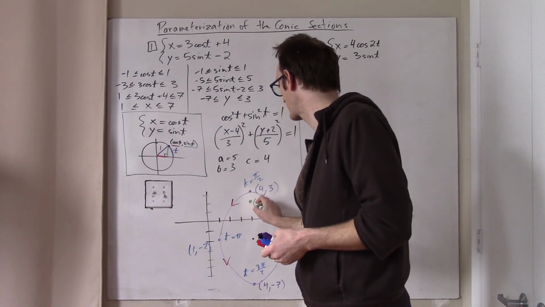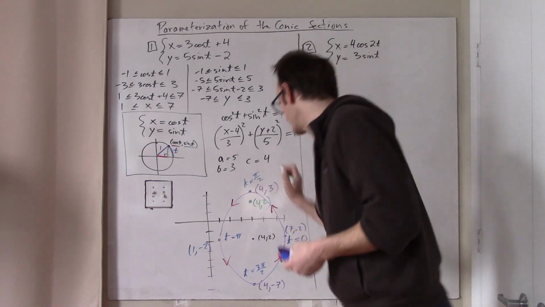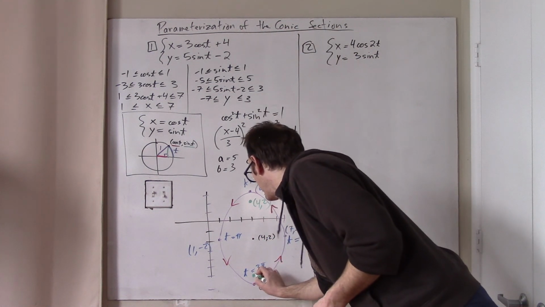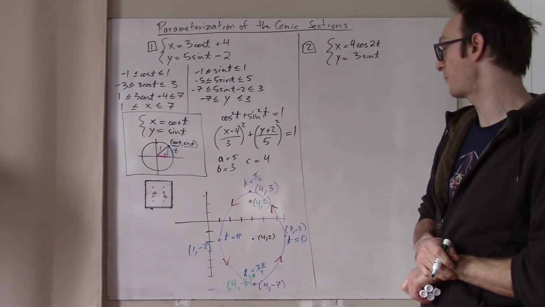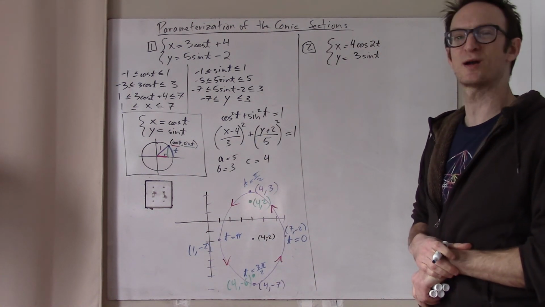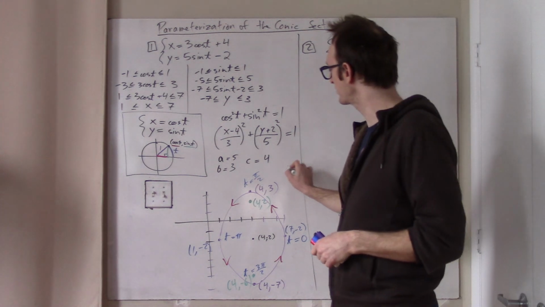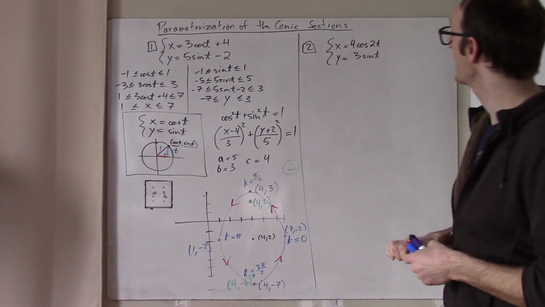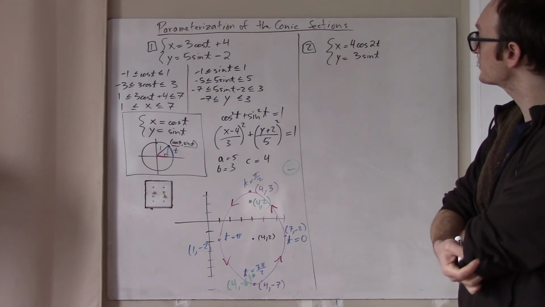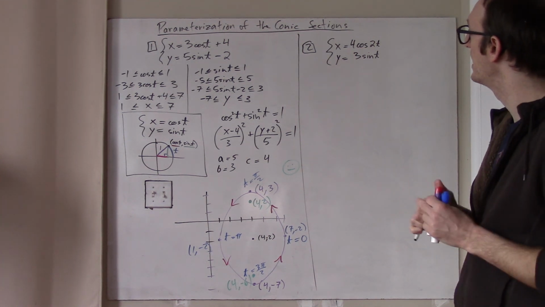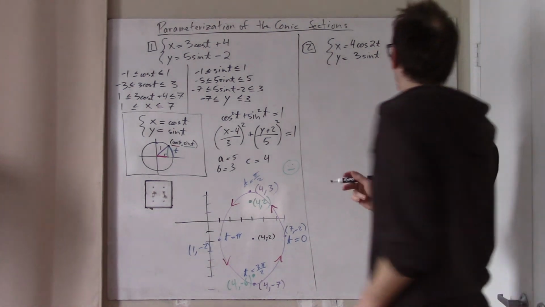For example, there's going to be a focus here at 4, 2, and there'll be another focus here at 4, negative 6, 4 away from the center. But I don't think that's really part of the parametric problem, so it's something you can do if you want to, but anyway, there it is. Similarly here, you don't really need to know anything about the conic sections to do this problem, so this is pure review. How should we do this problem?